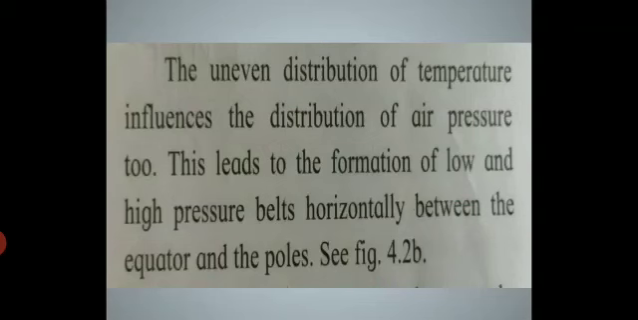So children, the uneven distribution of temperature influences the distribution of air pressure too. This leads to the formation of low and high pressure belts horizontally between the equator and the poles. See figure 4.2b, page number 17.